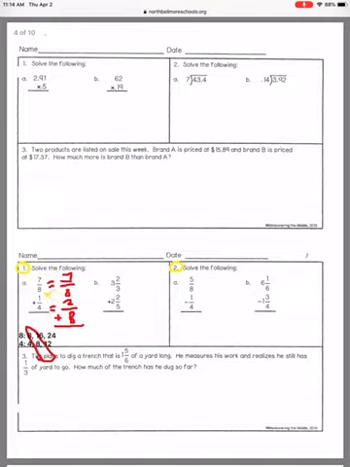Then I simply add my numerators. I don't add my denominators. That will be the same for adding and subtracting fractions. Just take a close look at 2b for a moment.